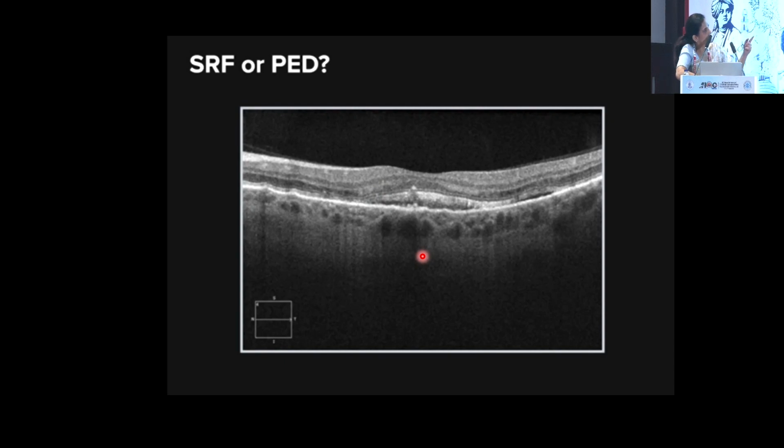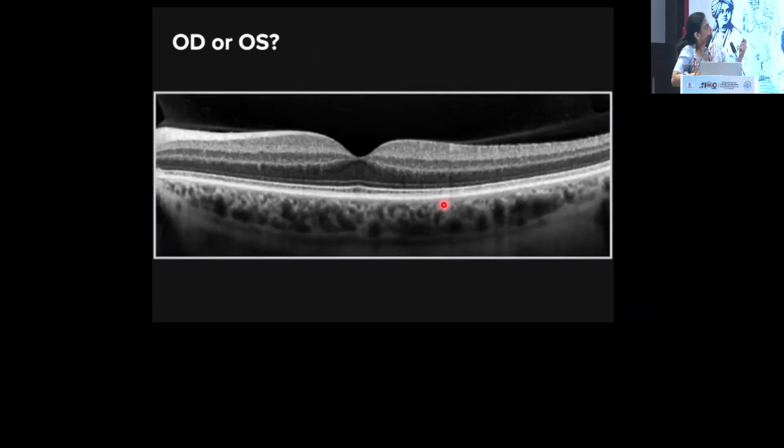So again, you see the RPE layer is intact. The pigment epithelial layer is intact here. This retina is elevated. You see the ellipsoid zone is elevated, and there is some fibrin material present below that. So this is again SRF. This is not a pigment epithelial detachment. This is the subretinal fluid.